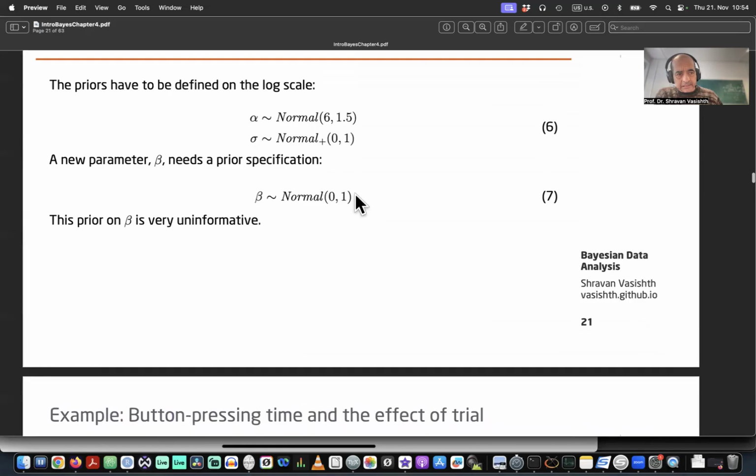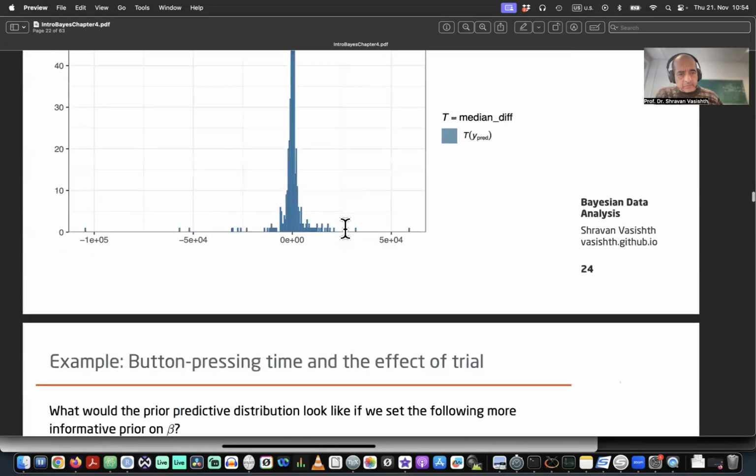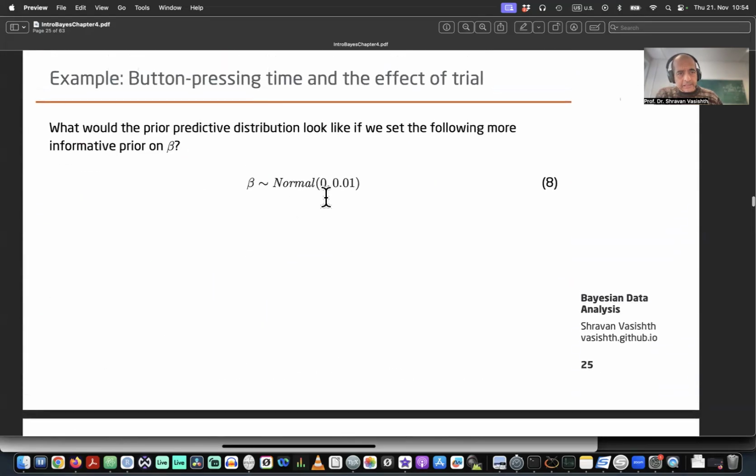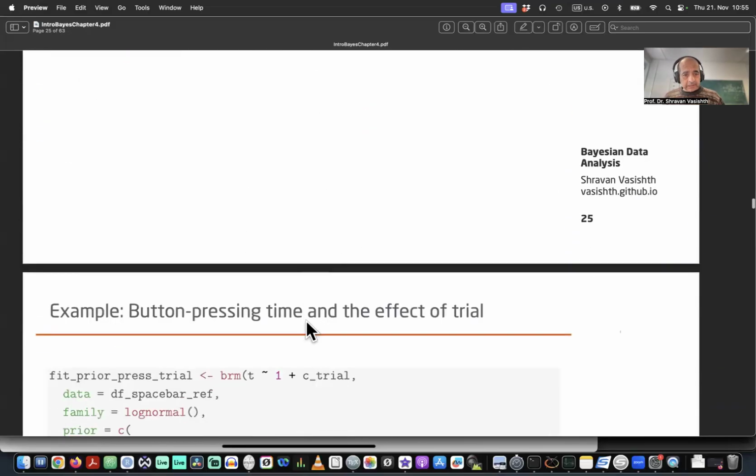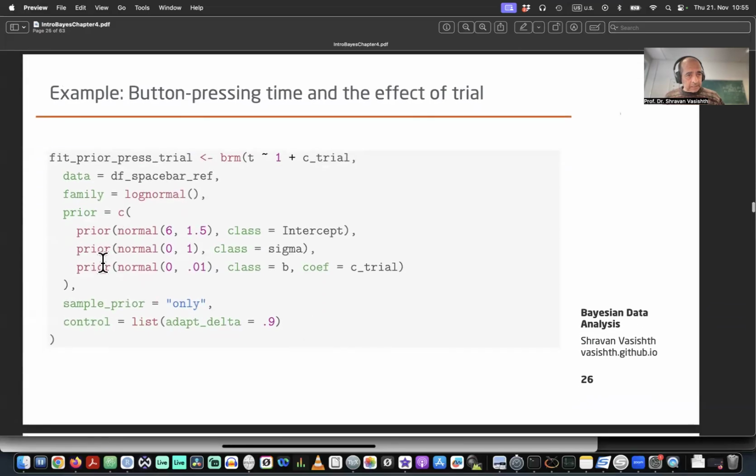So we're going to make this a little bit tighter, and then see what that does for us. Let's change the beta prior. This is on the log scale. These numbers look small, but they are not as small as you think they are, because they are interpreted on the log scale. So now I set up a more informative prior, and let's see what this gives us. Again we are going to do the same thing. We fit the model again, and this time we are using a more informative prior. That's the only thing that's changed.